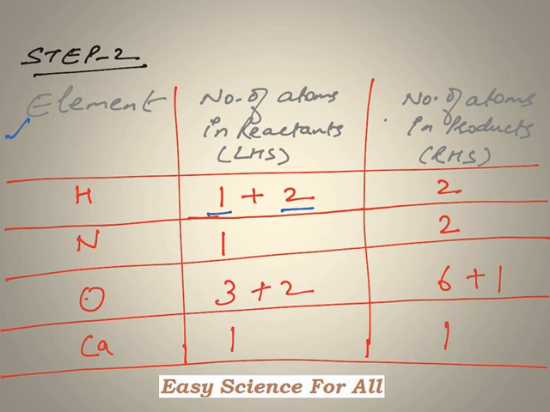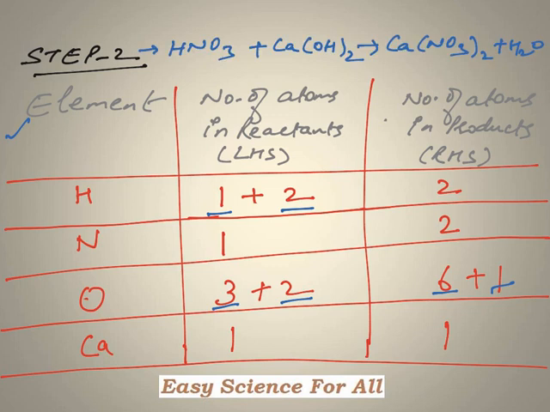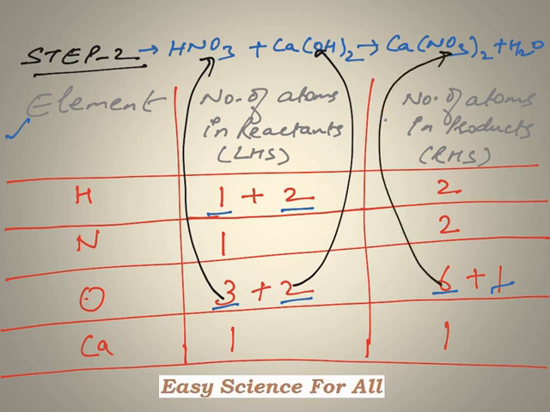Likewise is the case for oxygen. 3 atoms are present in the first reactant and 2 atoms are there in the second reactant. And on the product side, oxygen is having 6 atoms in the first product and 1 atom in the second product. Let me write the equation for you so that it will be easier for you to compare that equation with this table. So now you can see over here that these 3 oxygen atoms are present in the first reactant, these 2 are present in the second reactant, and likewise these 6 atoms are present in the first product and this 1 atom is present in the second product.